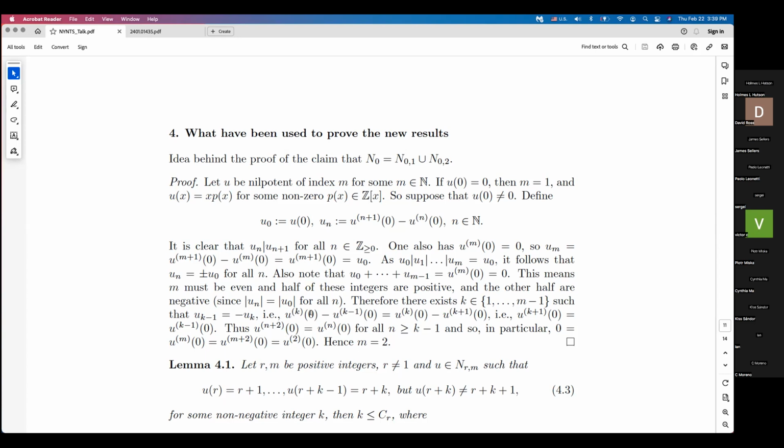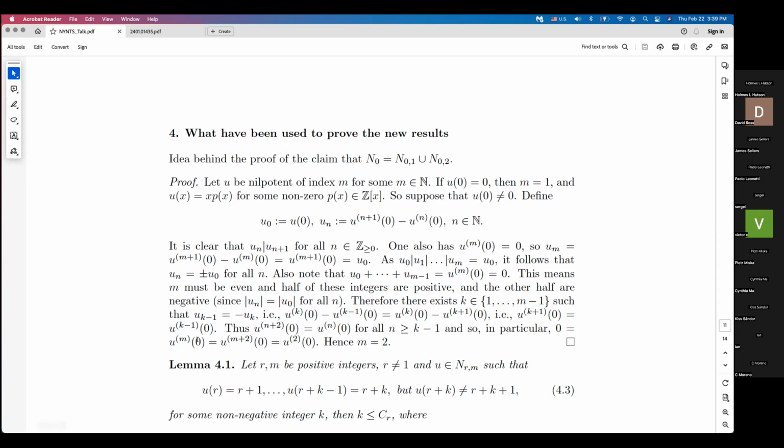So if we write this out using this thing here, then that will imply that the (k+1)th iteration of u at 0 is the (k-1)th iteration of u at 0. So you have this 2-period thing that shows up here. Thus, u_{n+2}(0) is going to be u_n(0) for each n which is larger than or equal to k minus 1.